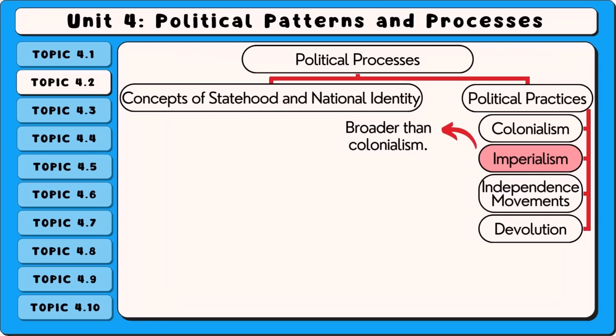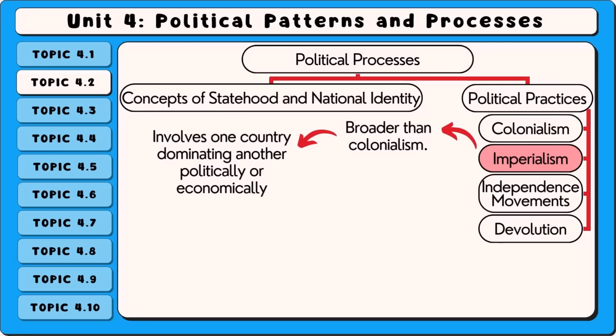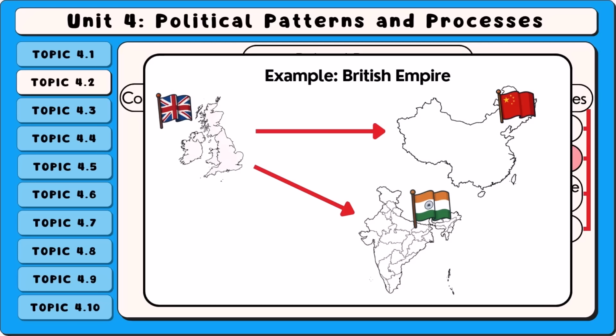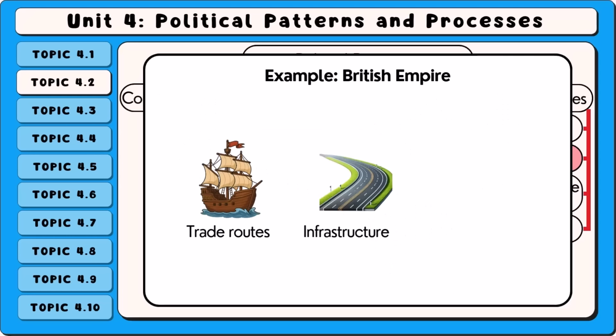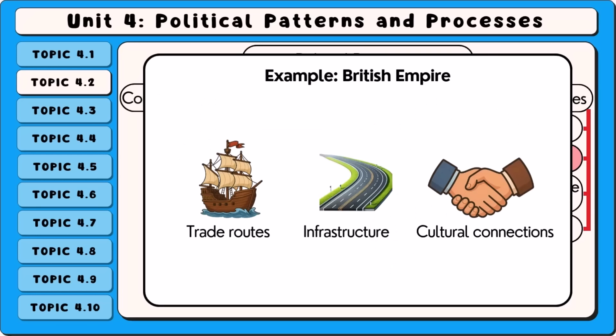Imperialism is broader than colonialism. It involves one country dominating another politically or economically, even without full settlement. For instance, the British Empire controlled India and influenced China without always sending settlers. These imperial relationships shaped trade routes, infrastructure, and cultural connections that still affect politics today.